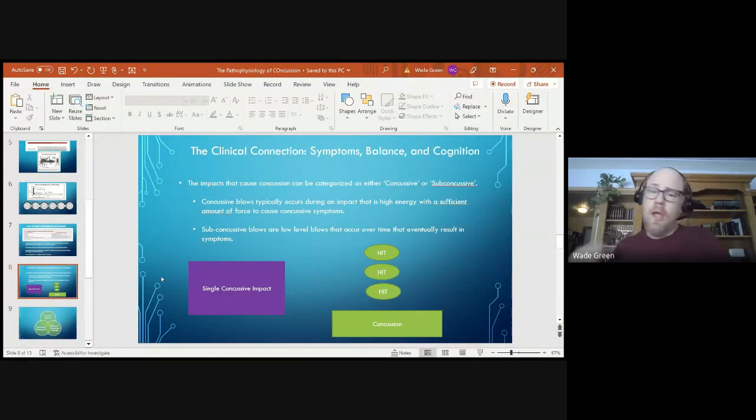Here's the deal. So obviously, what do we do with this information clinically, right? So there are obviously clinical connections, and we're going to start to see this in class tomorrow when we go over the SCAT5, right? So obviously, the presence of symptoms has a direct impact on symptoms, obviously balance and cognition.